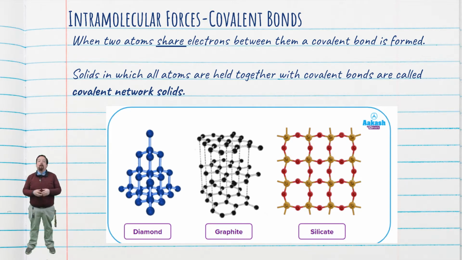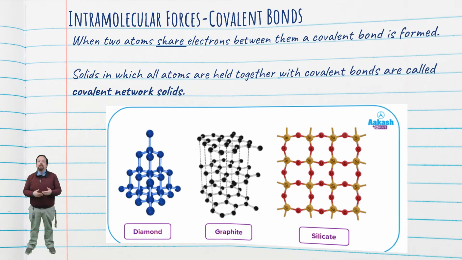In other words, both atoms grab on to those electrons and try to claim them for themselves in an eternal tug-of-war of sorts. The attraction is between the nucleus of each atom and that shared pair of electrons. When all the atoms in a substance are held onto each other with covalent bonds, we call this a covalent network solid. These are things like diamonds, graphites, or quartz.